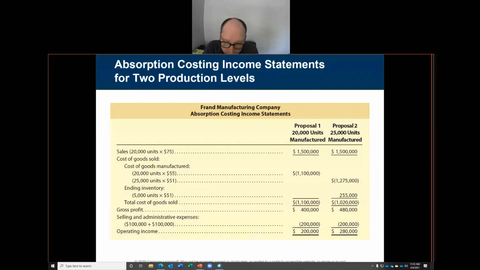Gross profit minus selling administrative expenses. Selling administrative expenses are the same under proposal 1 and proposal 2, because remember, under absorption costing, we have both variable and fixed costs together. Operating income: proposal 1 is 200,000, proposal 2 is 280,000. So far, based on absorption costing, proposal 2 is the best option.